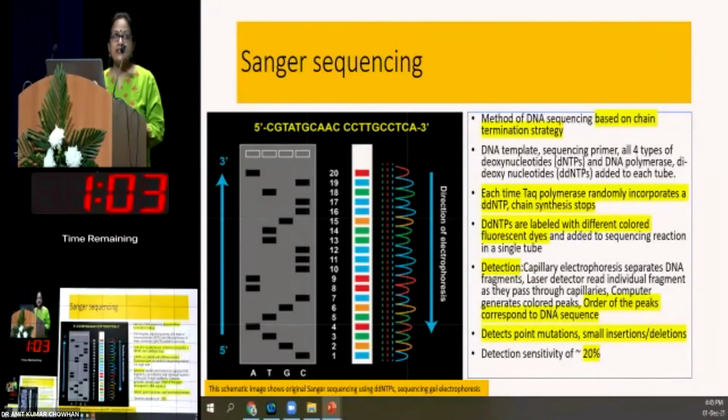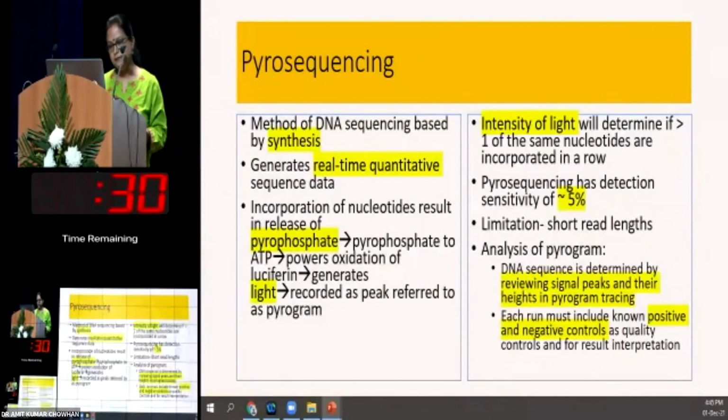Sanger sequencing is the first step of all sequencing methods, the simplest form of sequencing. We all know about it. It is based on a chain termination strategy. The basic thing is that each time Taq polymerase incorporates a ddNTP, chain synthesis stops. If this ddNTP is fluorescently labeled, then the order of the fluorescence signal peaks produced would correspond to the DNA sequence. So Sanger sequencing can detect even smaller alterations in the form of point mutations, small insertions, and deletions.